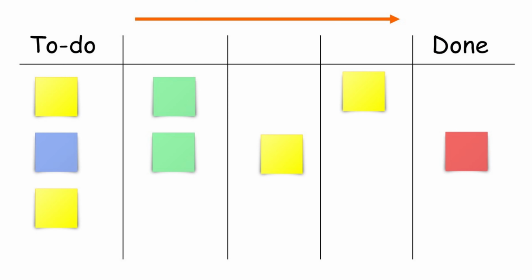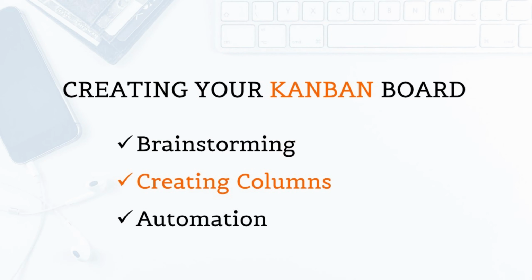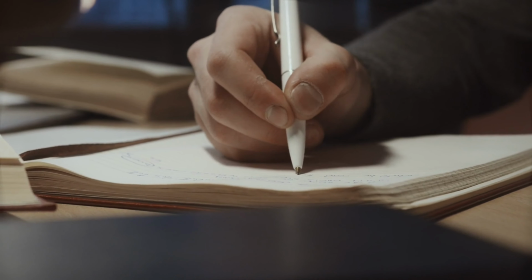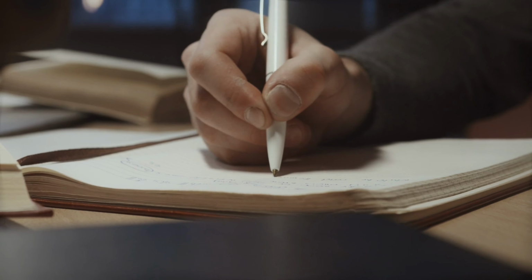So how do we build your own Kanban board? You simply follow these 3 steps. You brainstorm, create columns or categories, and then you automate. So let's get through them here. What's brainstorming? Brainstorming in this case means putting down all the items you want to do in the near future.